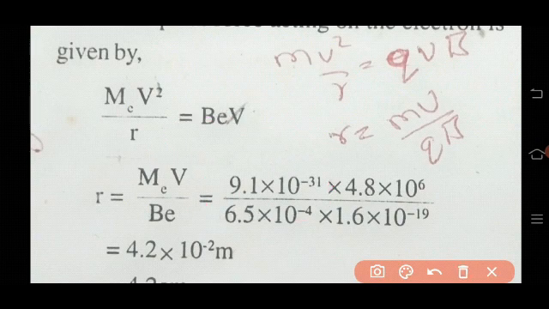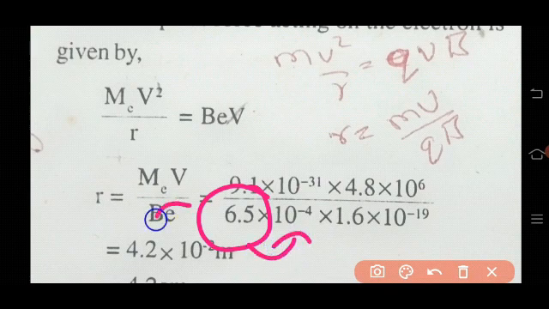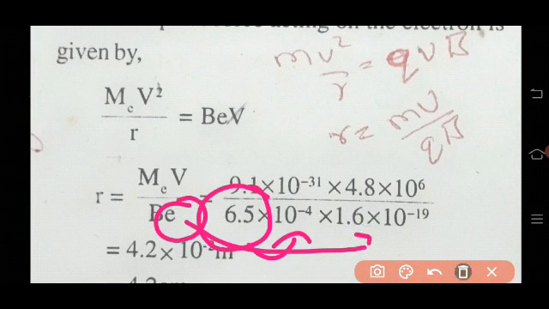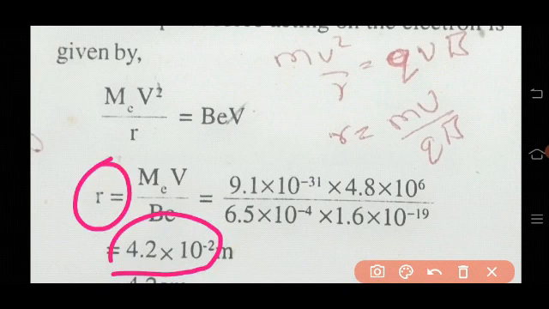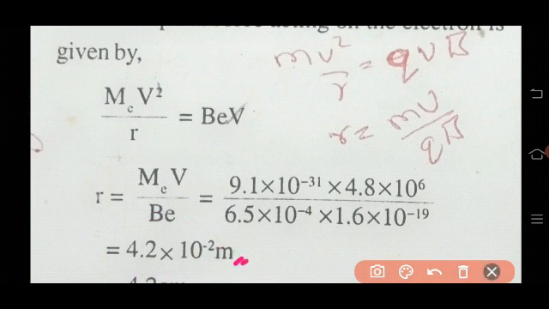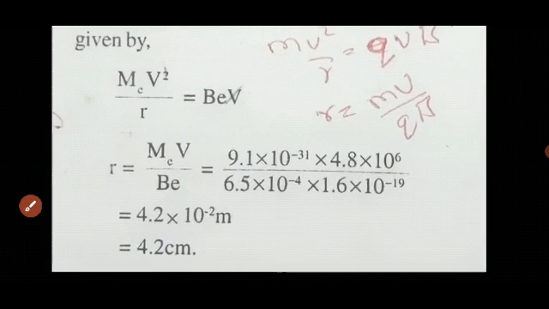The velocity is given in the question itself. The magnetic field is given as 6.5 Gauss, and you have to convert it into Tesla by multiplying with 10 to the power of minus 4. Then what is e? That is the charge on the electron, you should know, 1.6 into 10 to the power of minus 19 Coulomb. When you substitute, you will get 4.2 into 10 to the power of minus 2. What are we finding? The radius. The unit of the radius is meter.